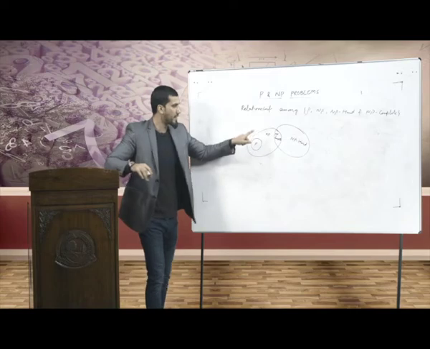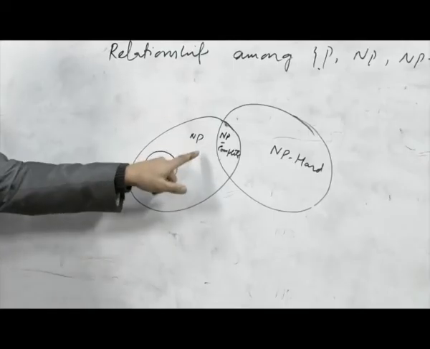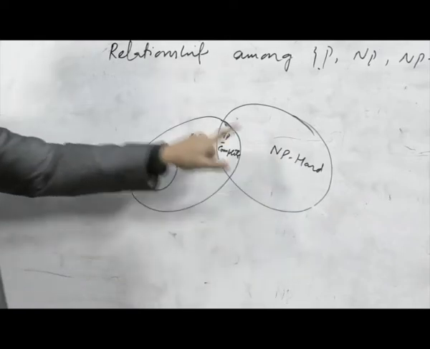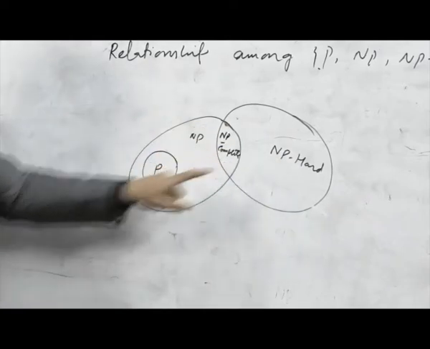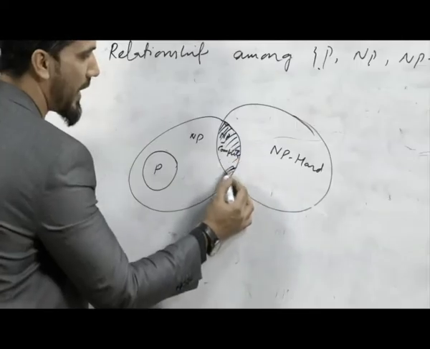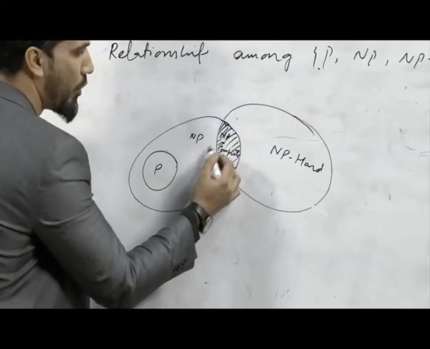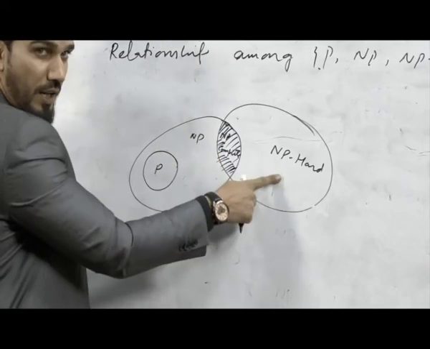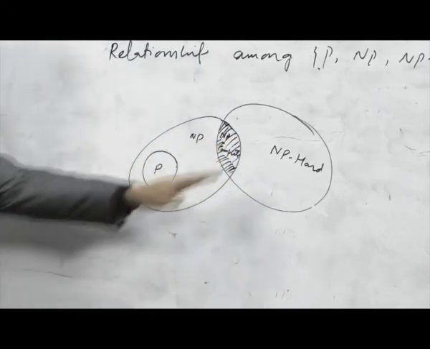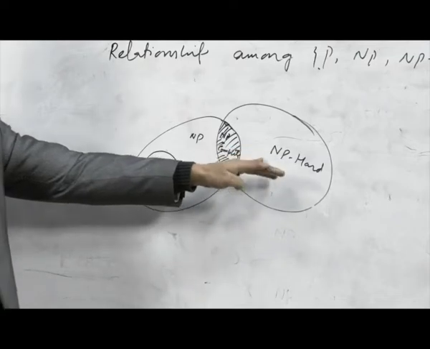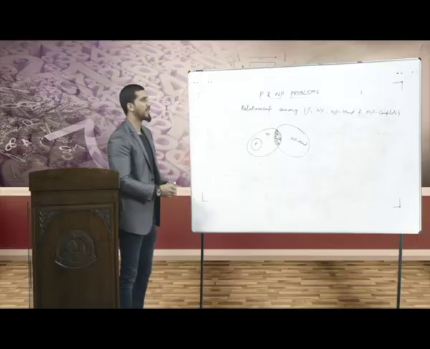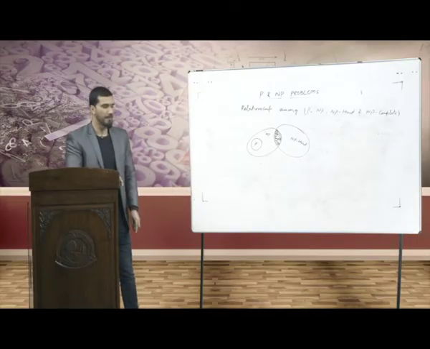So P is a subset of NP, and there are some problems which are in both NP and NP hard. They are known as the NP complete problems. You can see from the definition of NP complete that a problem is NP complete if it is in both NP and in NP hard. So this overlapping area is the NP complete, and there are some problems which are not NP complete but NP hard. This is the relationship among P, NP, NP hard, and NP complete.